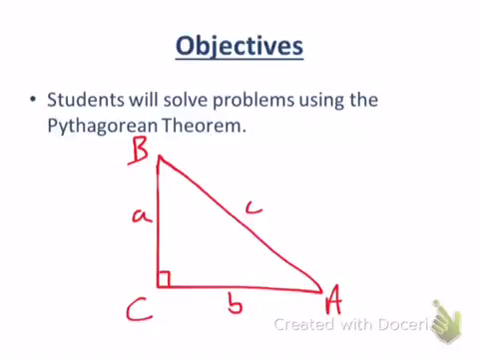The Pythagorean theorem says a squared plus b squared equals c squared. And that relationship is always true for any right triangle. The sum of the squares of the legs is equal to the square of the hypotenuse.